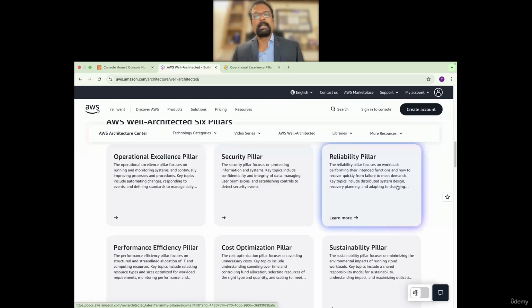Then we have the reliability pillar. Reliability pillar is more to look at the failure to meet demands. So how do you do system design, recovery plan? When you write your exams on solution architect, you'll see that there are a lot of things about how do you load balance, how do you scale it, how do you do auto scaling, how do you do recovery planning. Okay, those things come under the reliability pillar.